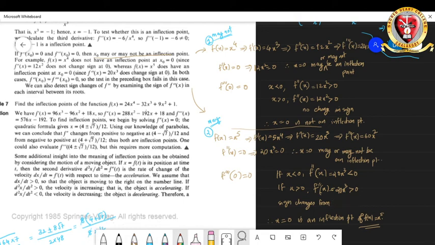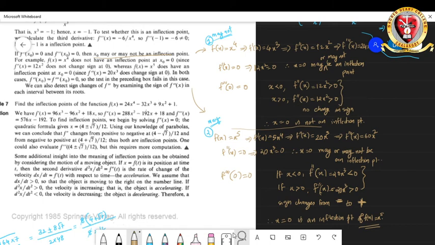There's a slight change there. That is, the sign is changing from negative to positive. So there is a change in sign. That means x is equal to 0 is an inflection point. So note that f double dash of x is what we used.